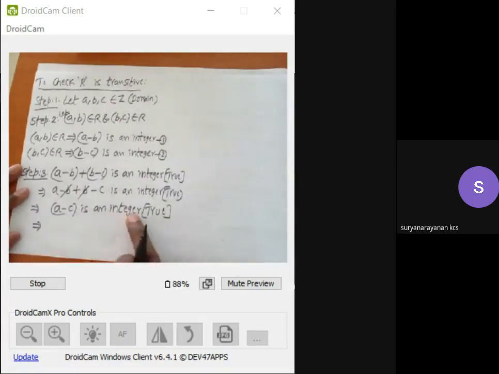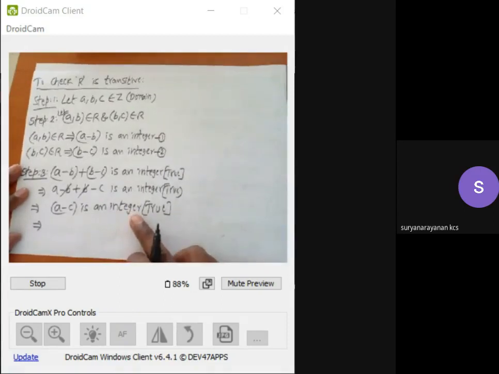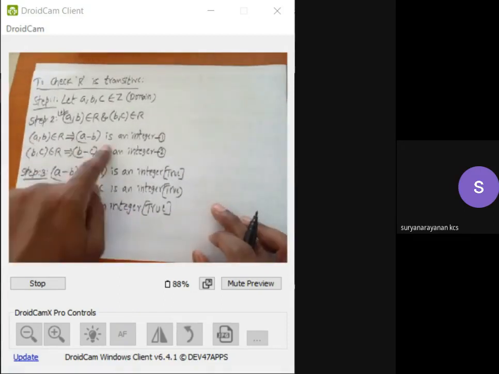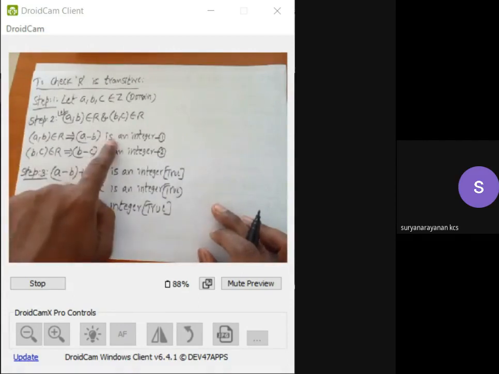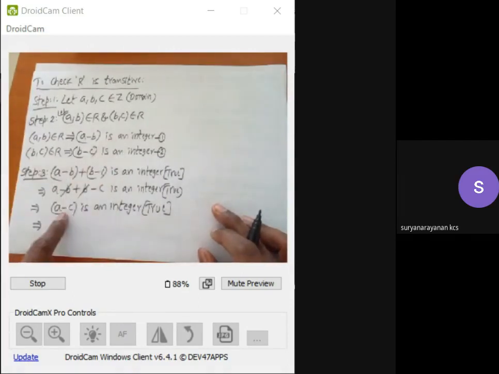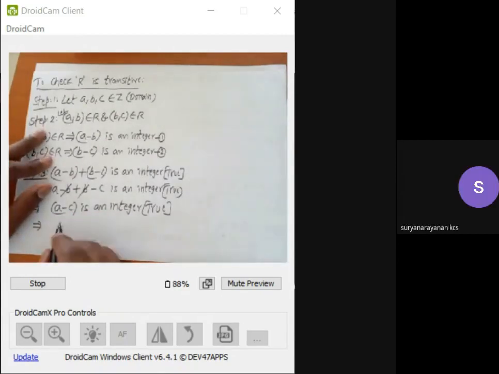How do you write this sentence by using the notation? Previously, I asked you a question where the notation was there, and how did you write it in sentence form? Similarly, here the sentence form is given. How do you write it in the notation form? Sir, ordered pair A comma C belongs to R. Yes, ordered pair A comma C belongs to R. That is the point, my children.